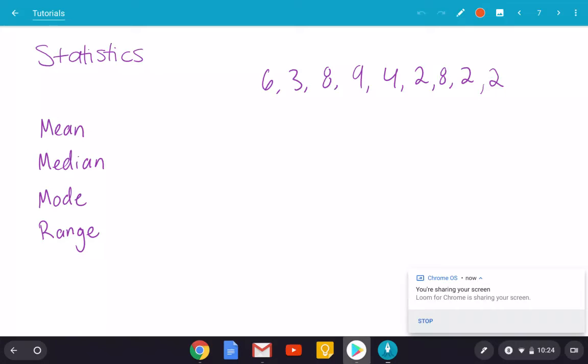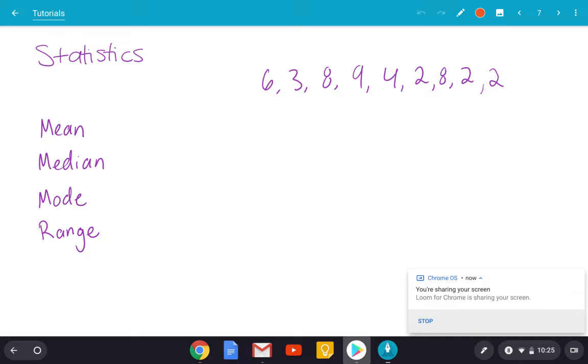This lesson is a review of statistics. Statistics are numbers that represent what data looks like. So when we talk about statistics, 4 words that we're usually talking about are mean, median, mode, and range. And I'll remind you of what each of those are.